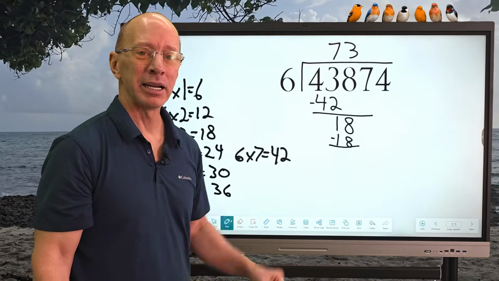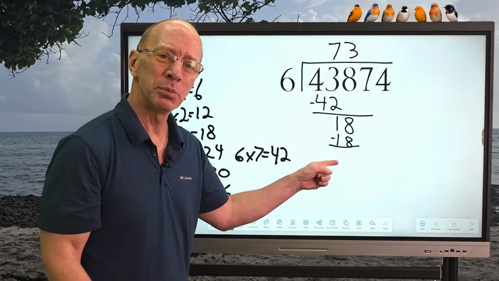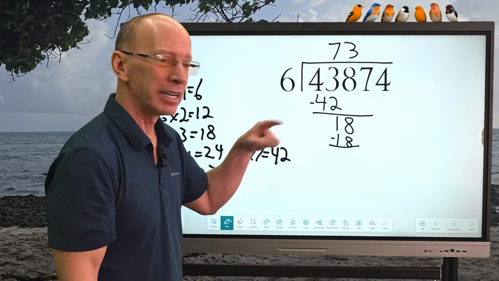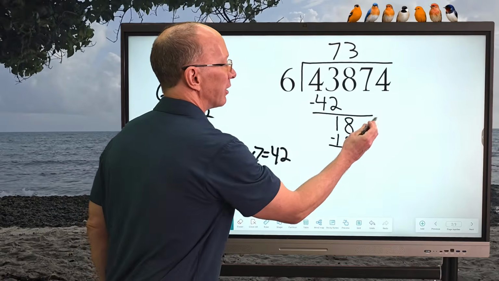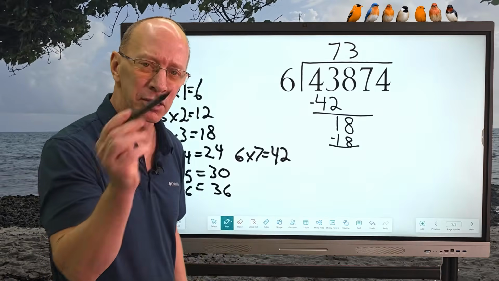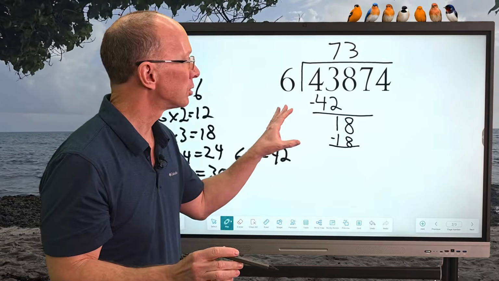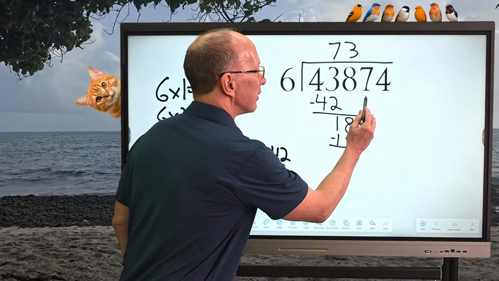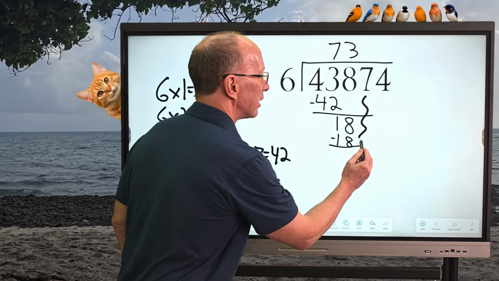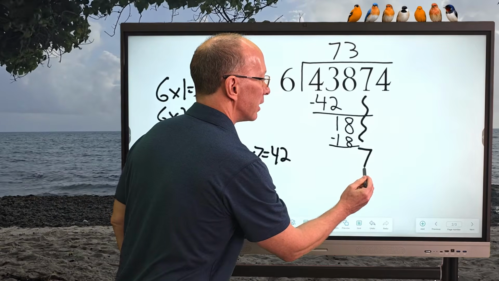All right, 18 minus 18, 0. Now you don't need to put that 0 there at all. Now the next step, what is the next step? You bring the next number down, which is the 7. So what I like to do sometimes, I make a little squiggly line so I don't lose track of the numbers when I work with a big problem like this. So I'm going to take the 7 and I'm going to bring it all the way down here, right there.